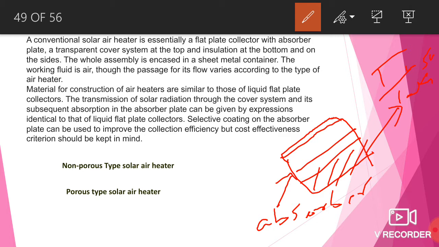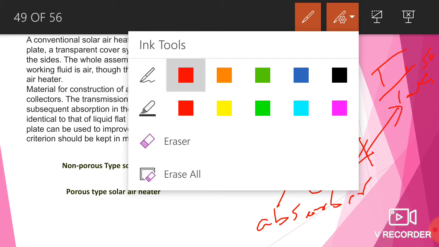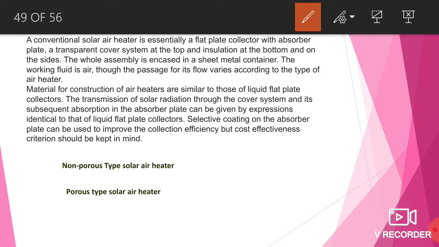So, absorption of solar radiation is improved due to surface radiative characteristics and the geometry of corrugations, which help in trapping the reflected radiation. Next we will see the porous type solar air heater. So we can say, collector with porous absorbers. So let us see this particular porous type air heater.